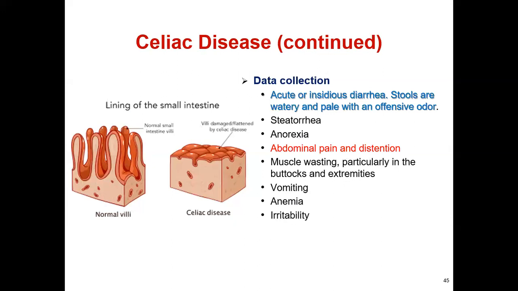All of this leads to failure to thrive because of malabsorption. So this is a normal villus in this picture, and here in celiac disease, we can see the villi damaged. So there are no villi. Lack of villi actually leads to malabsorption. Because of malabsorption, it leads to failure to thrive.